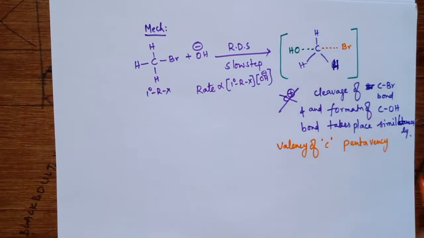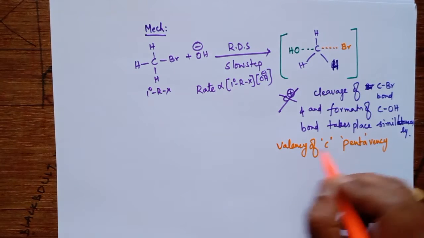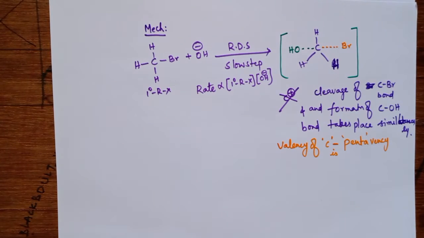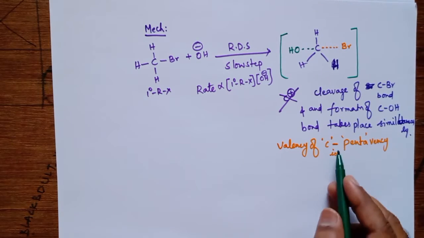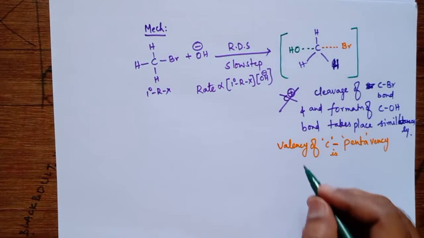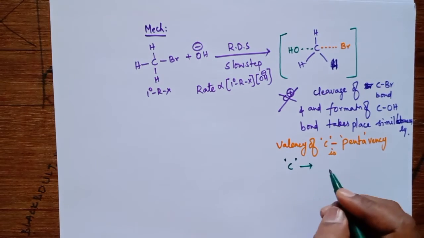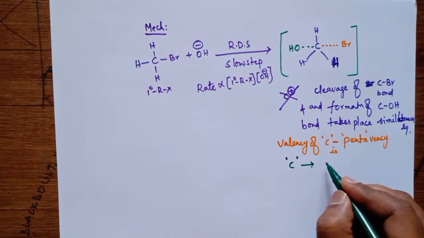Why? Because carbon is having 5 bonds, pentavalency. The valency of carbon is pentavalency, right? So carbon valency is the pentavalency. What is the structure of that carbon? What is the hybridization of that carbon? Generally, it is trigonal bipyramidal.